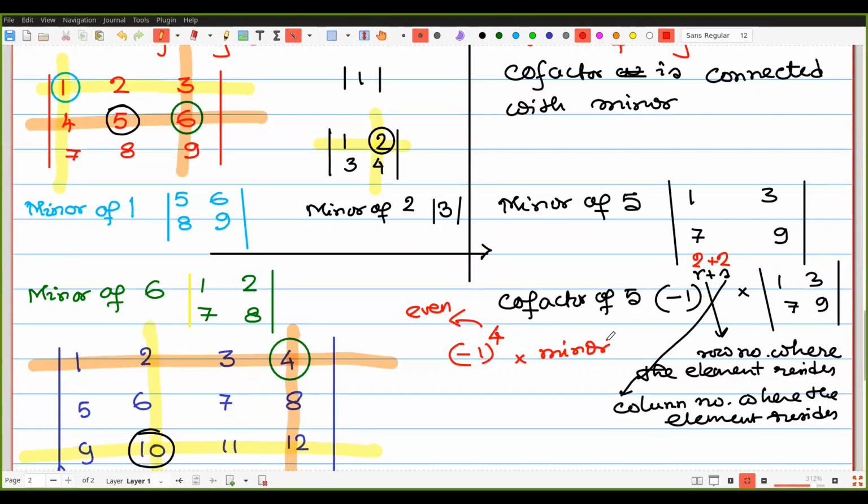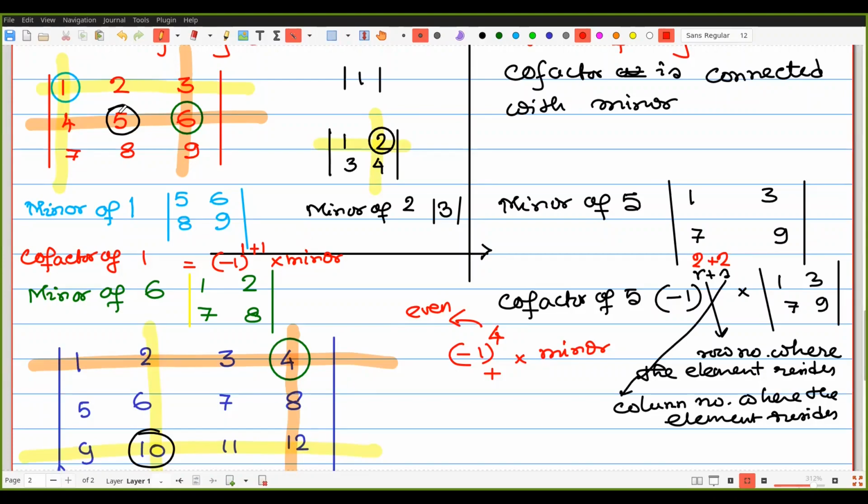of 5. Once again, suppose I am proceeding with the minor of 1. So what is the cofactor of 1? That would be -1 whole to the power its row plus its column position. Its row position is 1, its column position is 1, into its minor. So that means that is also plus, plus into minor.